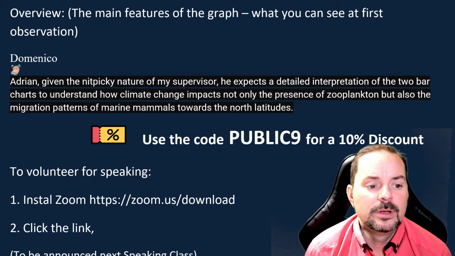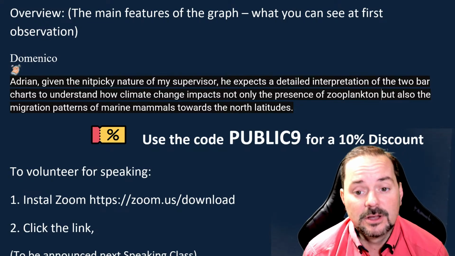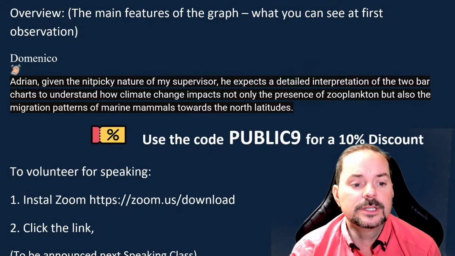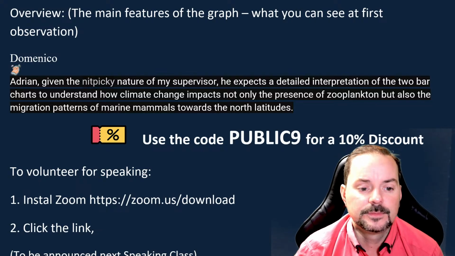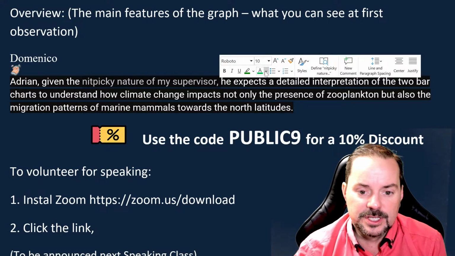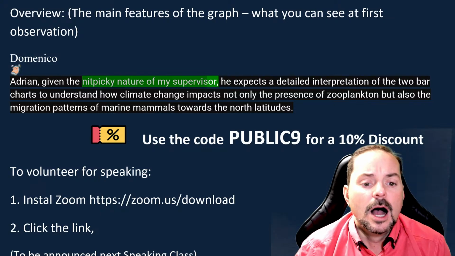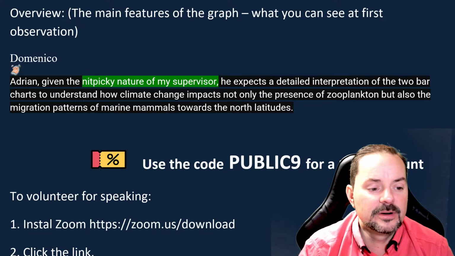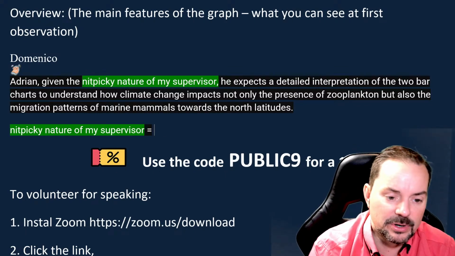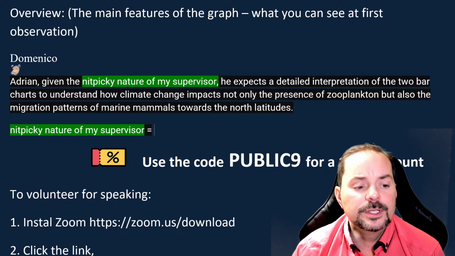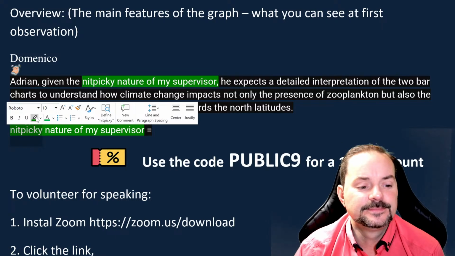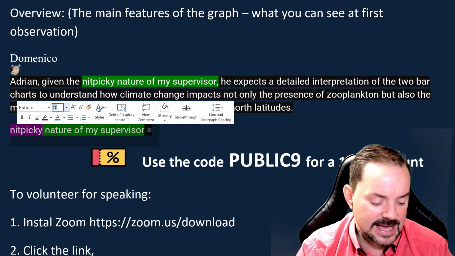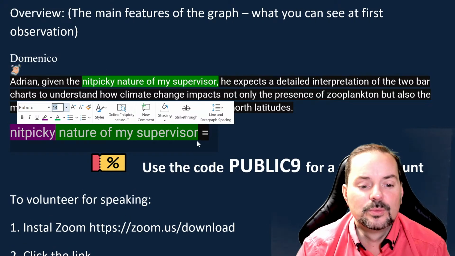Right, Domenico. That's great. So obviously lots and lots of graphs and charts, and you have to use your English. And look at this word here. Nitpicky nature of my supervisor is what Domenico says. We want to make these lessons fun, right, everybody? So while we're doing this simpler bar graph with our members, I like to go into these details. What does the word nitpicky mean? Let's explain that. It's a good word to know.